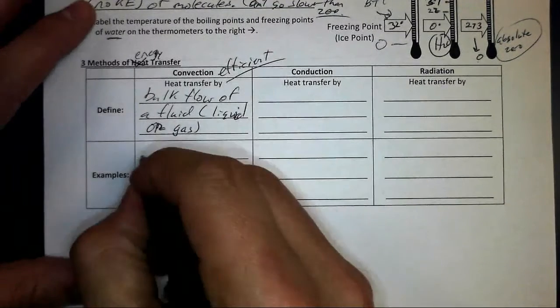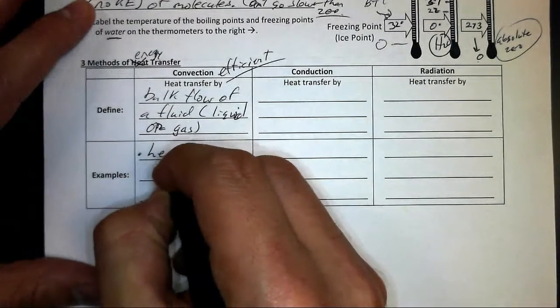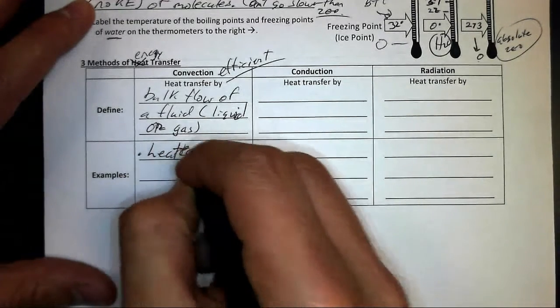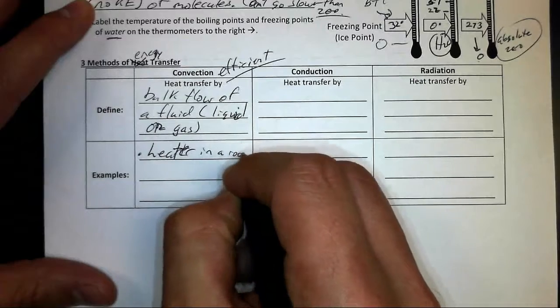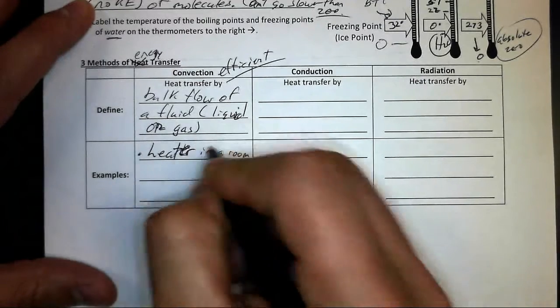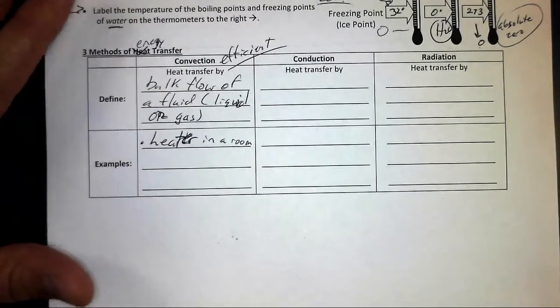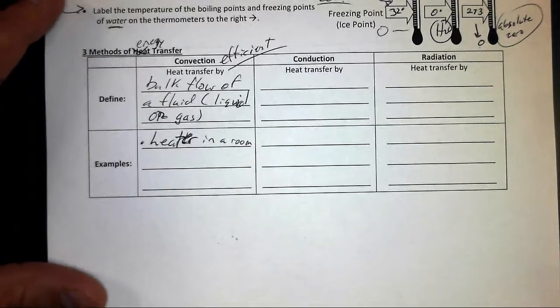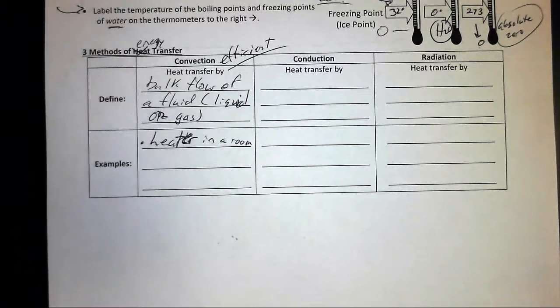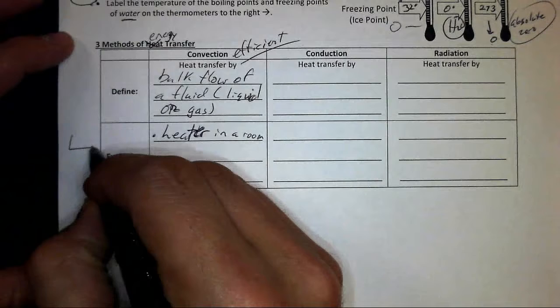Some examples of convection are the heater in a room. I'm sorry, I can't write when I'm filming videos. Heater in a room. Somebody texted me. When you have a heater set up in a room, let's imagine that this is your house.